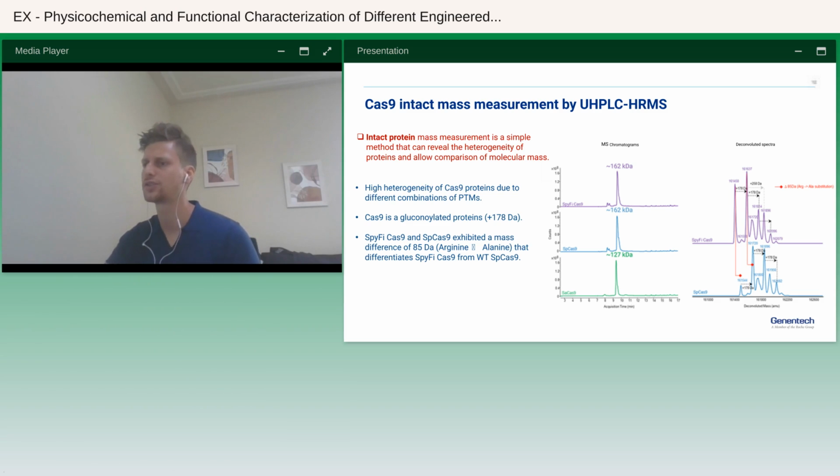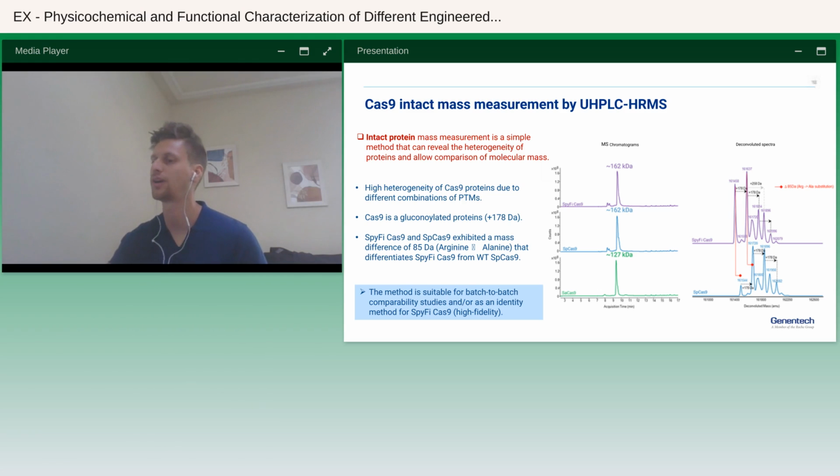Something that is also interesting is that we can do the distinction between Spike-5 and SP-Cas9, something that is really interesting because as I mentioned earlier, Spike-5 allowed to have a very low level of off-target. And you can see that we can exhibit a mass difference of 85 Dalton. If you see the red dot, you can see that we have a shift of 85 Dalton between this peak and this peak. And it will be the same for all the different peaks. So basically, this method is very interesting because it's suitable for batch-to-batch comparability studies, but also as an identity method for Spike-Cas9.